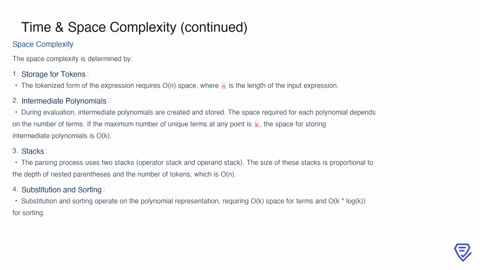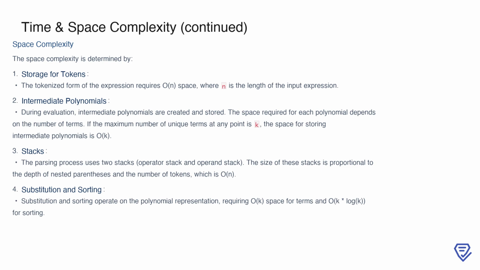For space complexity, the first factor to consider is the storage required for tokens. Tokenizing the input expression involves creating a list of tokens, which requires n space, where n is the length of the expression. Next, intermediate polynomials generated during the evaluation step demand space proportional to the number of unique terms. If k is the maximum number of unique terms, the space required for storing all intermediate polynomials is k.